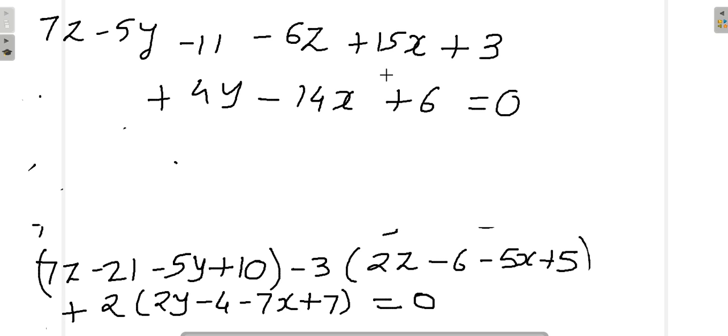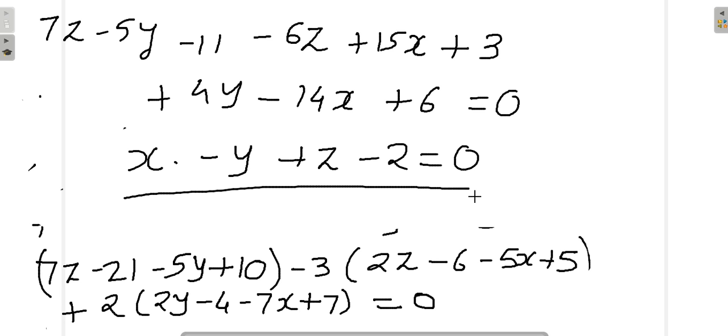So you can see here now the answer will be x minus y plus z minus 2. 6 plus 3, 9, minus 11 plus 9 is minus 2. So this is your final answer. Okay.